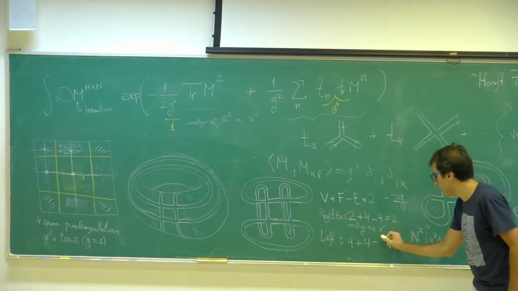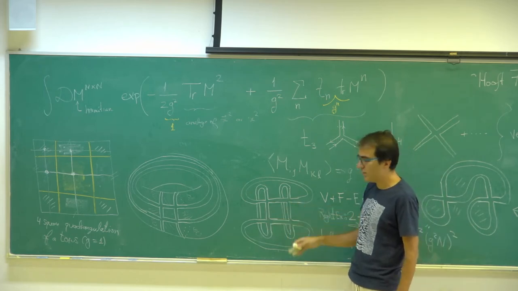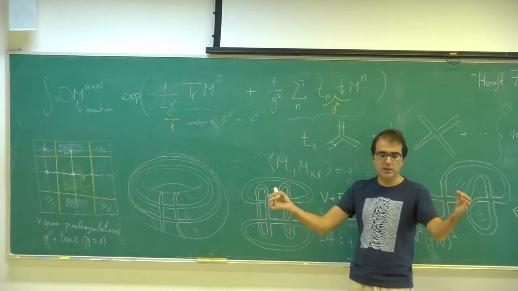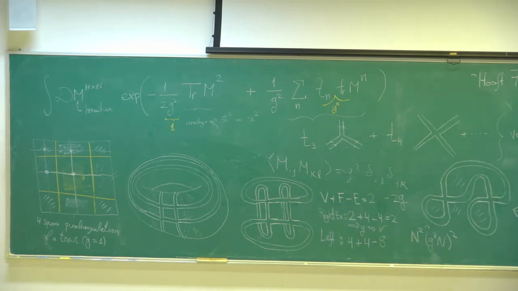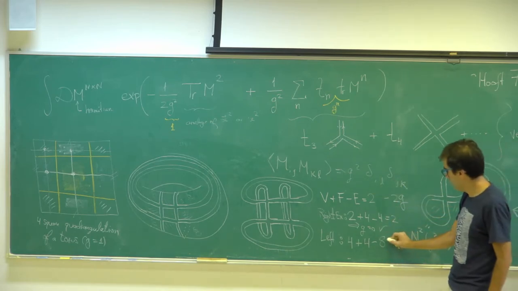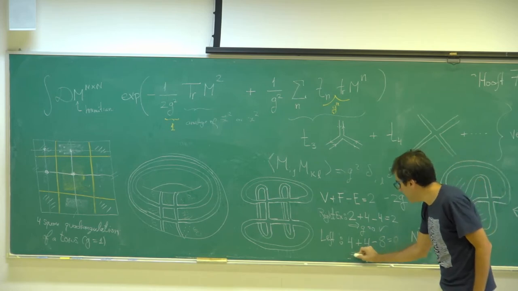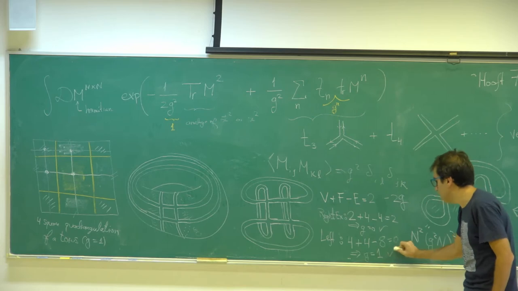How did you do the counting, sir? I just count the total number of fields, 4 plus 4 plus 4 plus 4, and divide by 2, because each propagator connects 2 fields. It's what you were saying before: there are 8, so there are 4 connections. Now there are 16, so there are 8 connections. So if you see them, this must be drawn on the surface of genus 1, so it works out.